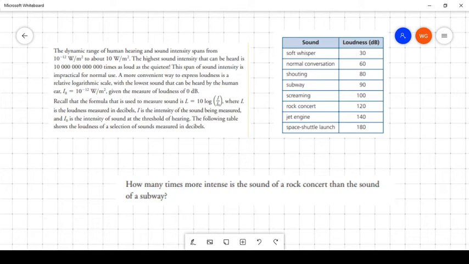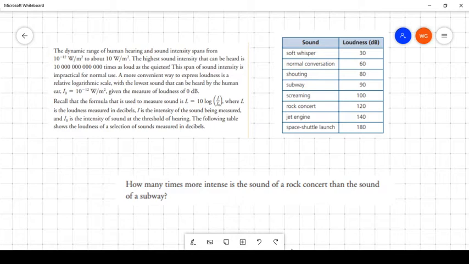Hi everybody, in this video I want to talk about another application of the logarithmic scale, and that is sound intensity measured in decibels, which is our unit for measuring sound intensity. The dynamic range of human hearing and sound intensity spans from 10 to the power of negative 12 watts per meter squared to about 10 watts per meter squared. This means that the highest sound intensity that can be heard is 10 trillion times as loud as the quietest.